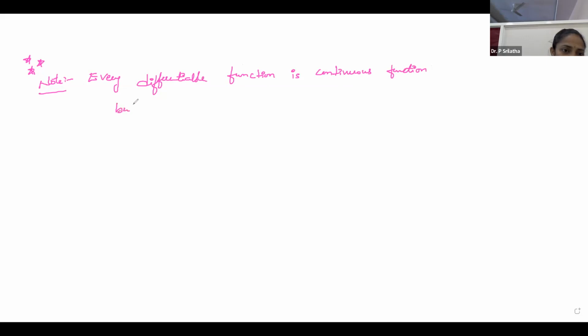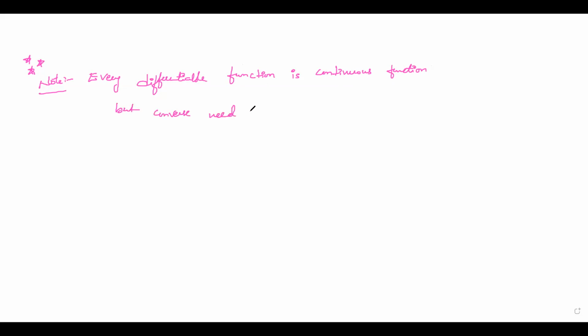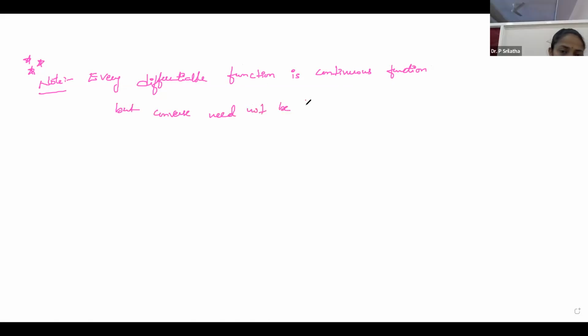But what about the converse? It may or may not be. Every continuous function need not be differentiable. So every differentiable function is continuous, but every continuous function may or may not be differentiable. The converse is not true. So all of you take note of this statement. The most important statement is this one. By using this, we can derive Rolle's mean value theorem, Cauchy's mean value theorem and Lagrange's mean value theorem.